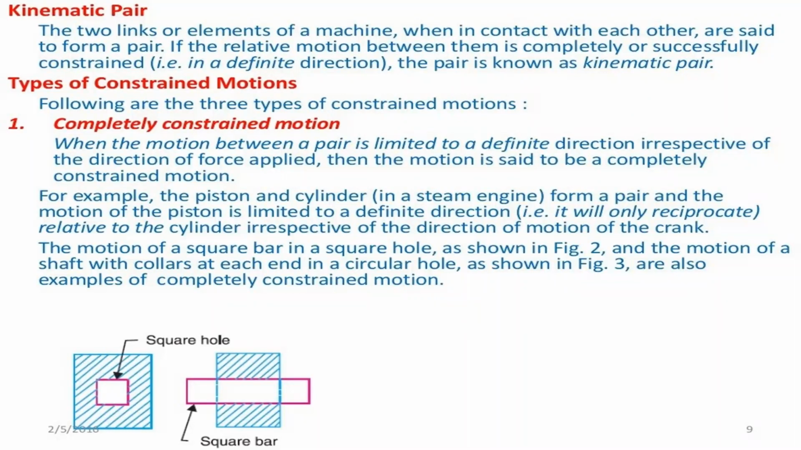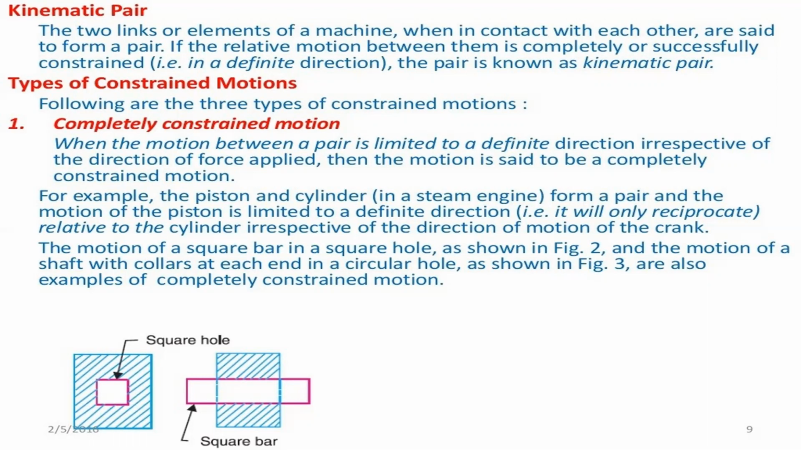Next one is the kinematic pair. We have already seen what a link is and what a kinematic link is. Next we are going to see the kinematic pair. When two links of a machine are in contact with each other, they are said to form a pair. In this pair, the relative motion between them is completely or successfully constrained. That is known as a kinematic pair.